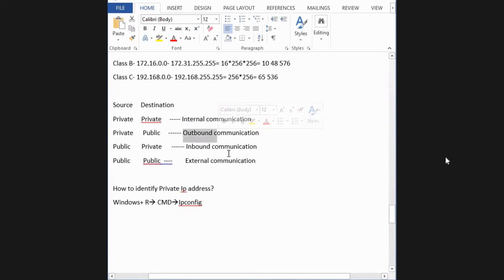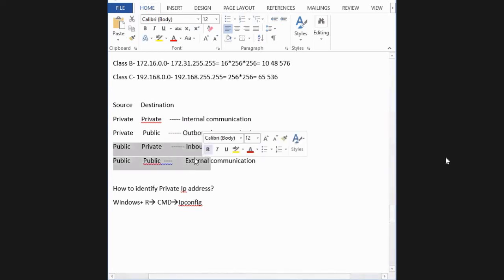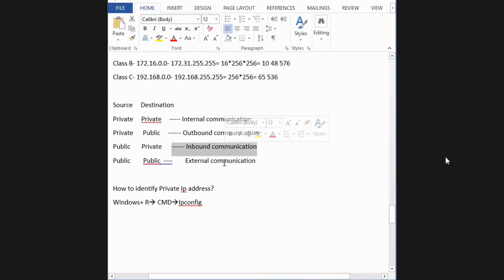communication. Means if you are using your mail system, your Gmail or your Outlook, and you are sending mail to a different location or different network, you can call it outbound communication. Also, if you are searching something on Google, that is also outbound communication. Then inbound communication: your incoming mails are an example. Means you are receiving mail in your mailbox which is coming from somewhere outside. So that is inbound communication. So all three types of communication will be there.